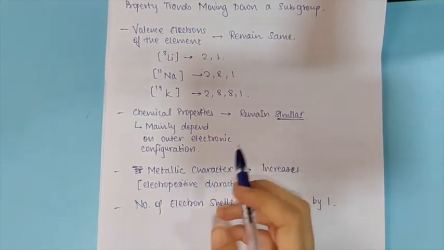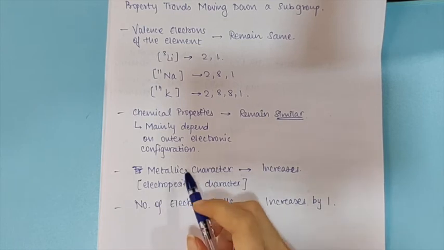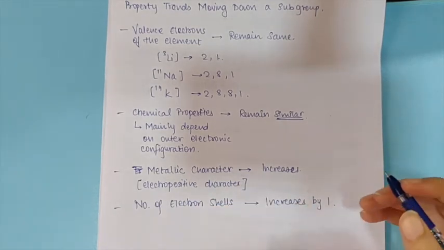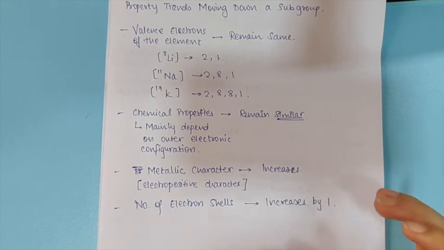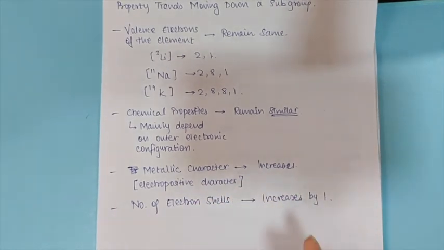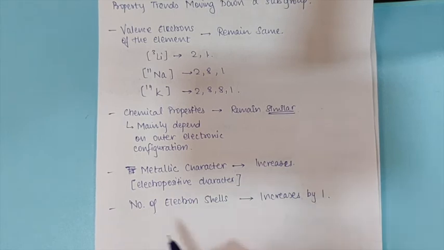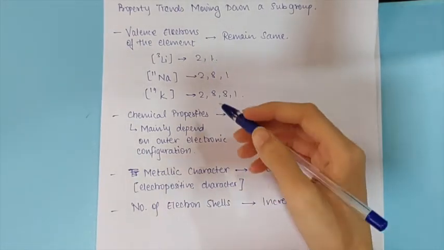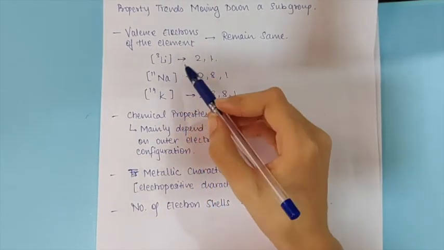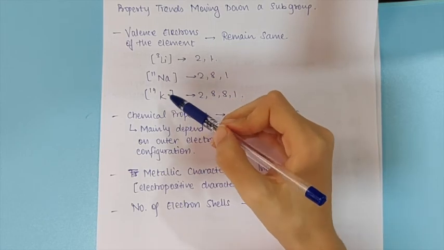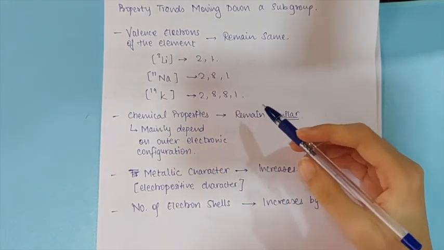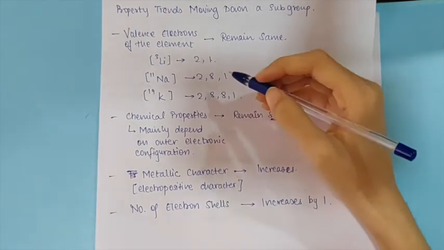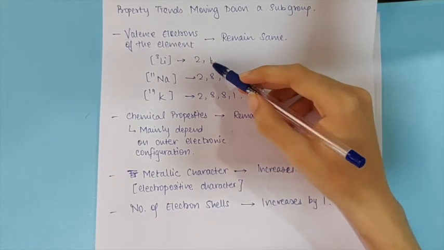Now coming to the third property, which is the metallic character. Metallic character, as we go down a subgroup, it increases. Metallic character, or the electropositive character, you can say, increases as we go down a subgroup. The next one is the number of electron shells. As I told you, it increases by 1. If you see lithium, sodium, potassium, we can see that the electron shells get increased by 1.